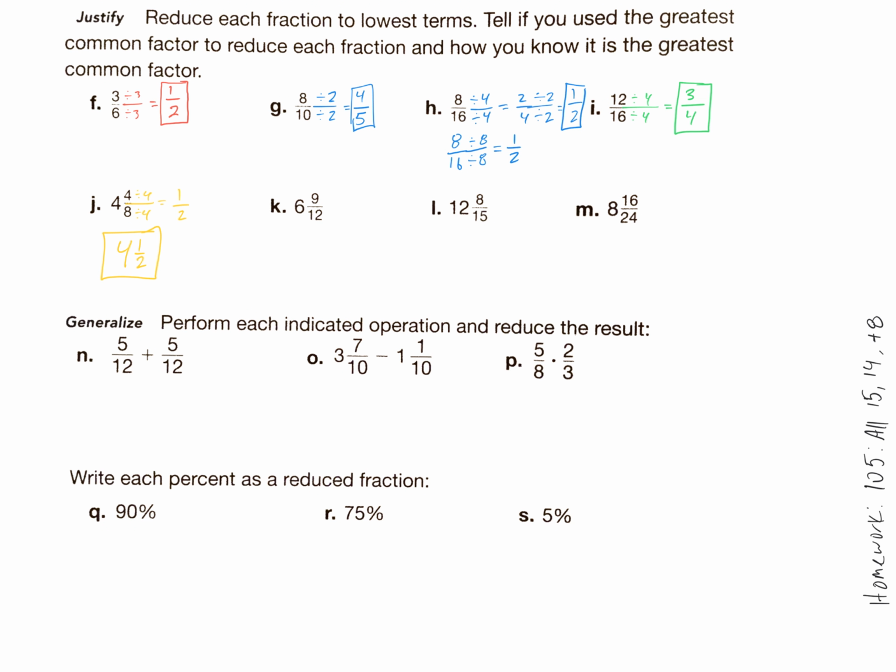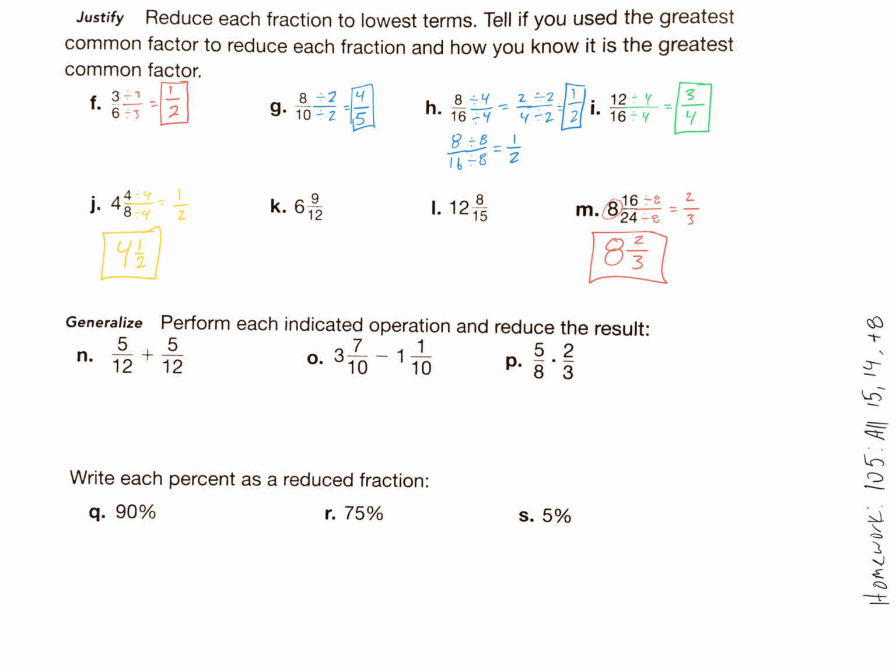Maybe one more, let's try this M. I think 8 is a factor of both of those. 16 divided by 8 is 2. 8 goes into 24 3 times. This is going to be 8. That's that big number. And 2/3. The other two are pretty similar to that.